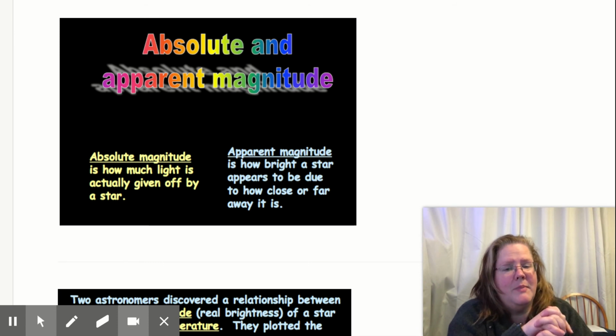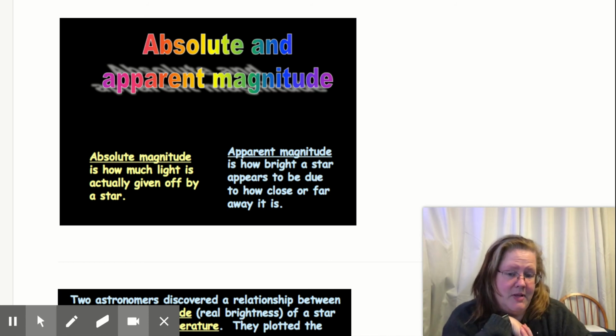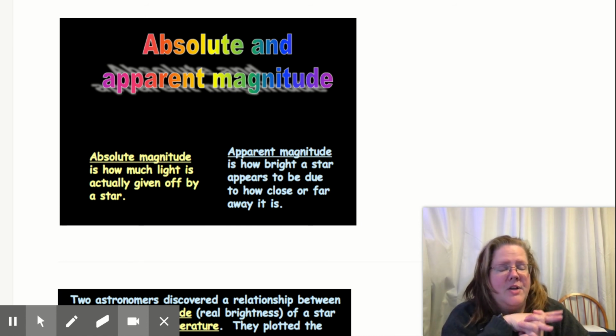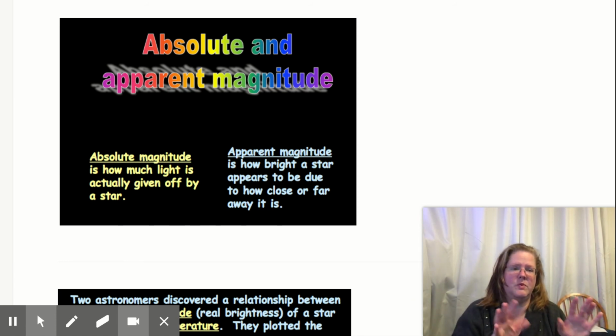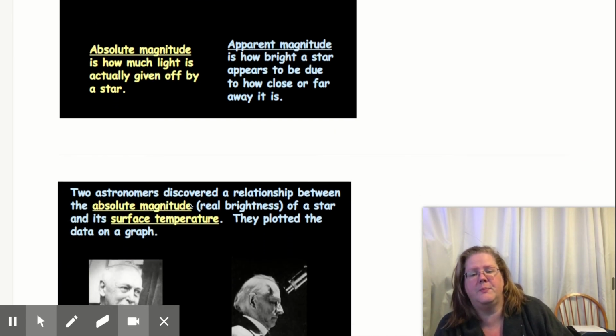Its apparent magnitude is how bright the star appears to be due to how close or far away it is from us. So we can look at a constellation of stars, and one constellation of stars, honestly, may be hundreds of millions of miles apart. But if one really, really far away is super bright and the ones closer to us are dimmer, they all appear to have the same apparent magnitude.